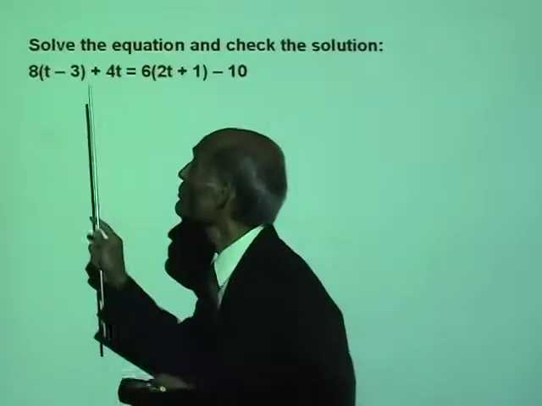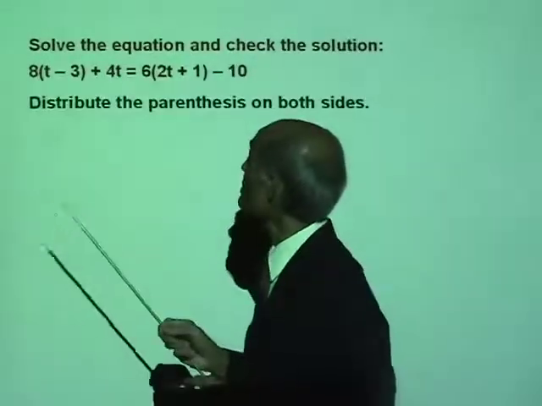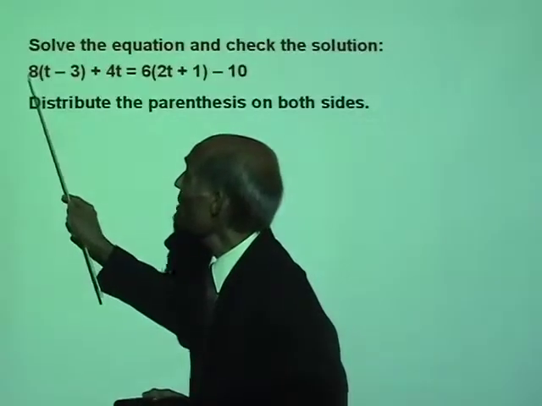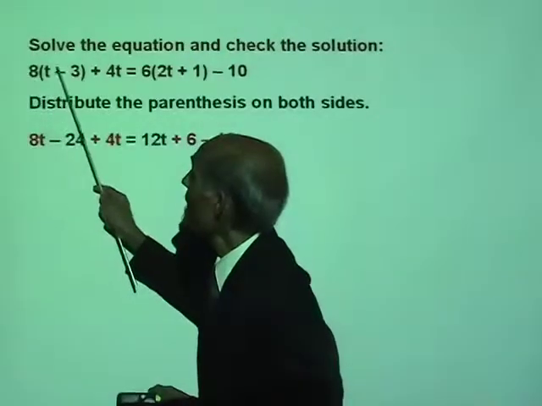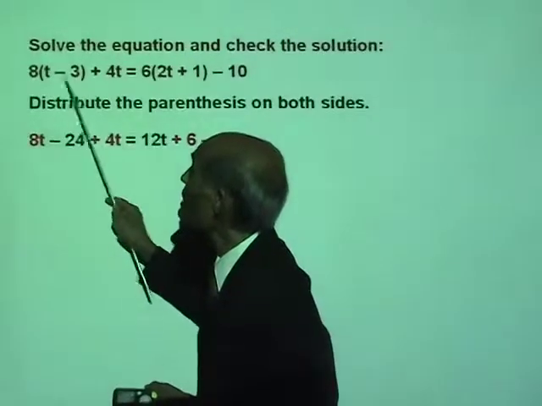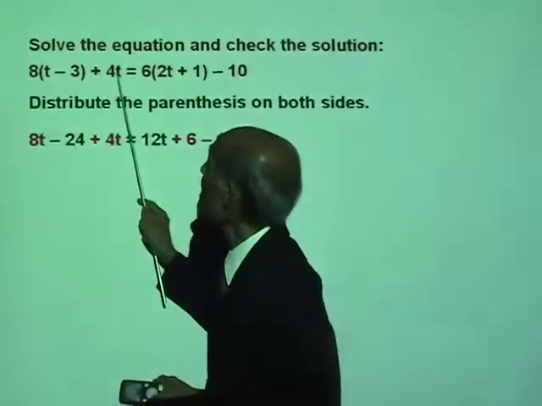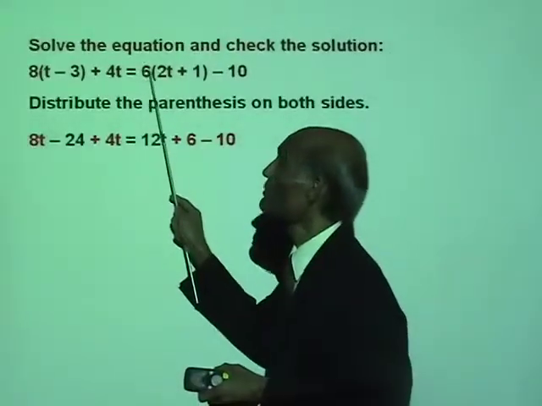Obviously, you first need to do the distribution. Is that right? Distribute the parentheses on both sides. Help me do that. 8 times t is 8t. 8 times negative 3 is negative 24. We distributed the 8. Plus 4t equal to, let's now distribute the 6.